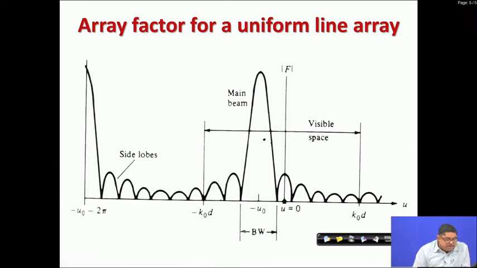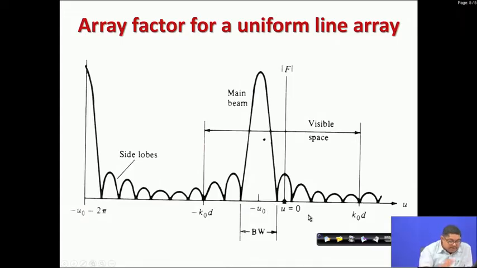I will explain later why the visible space and all these things are called that, because those are important things. And you may note that in array theory we have a beam width definition slightly different from the normal antenna beam width. In antenna beam width we generally take a 3 dB beam width. Here we are taking the beam width definition to be null to null. That is the only difference. Generally in an array antenna we take null to null beam width.